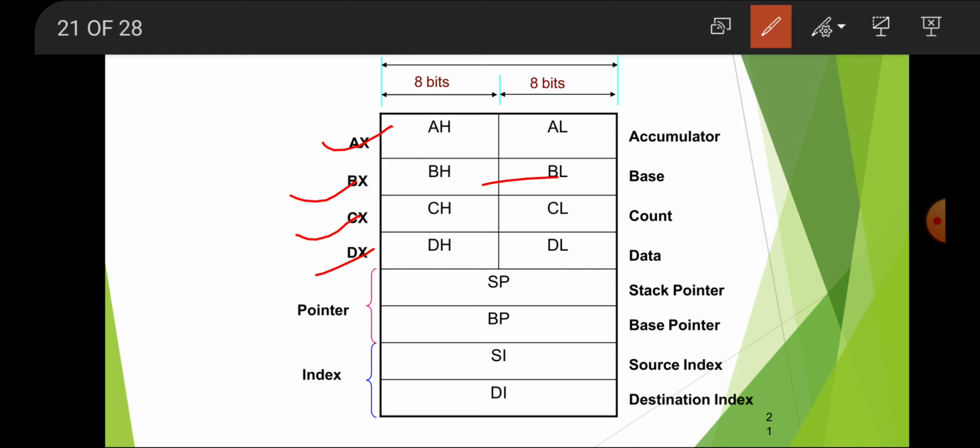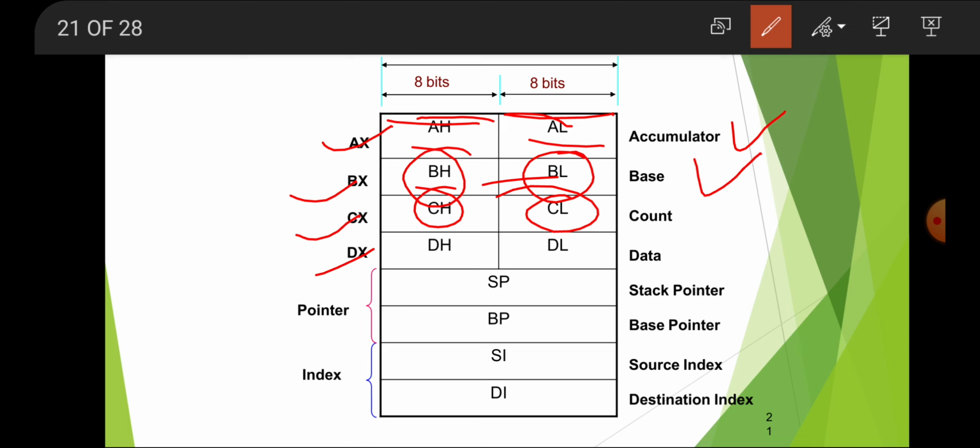Before that, I will explain what BH and BL are. The lower bits are BL, and the higher bits are BH. It is similar for CL, CH and DL, DH. It divides into 8 bits and 8 bits, so they have just made two partitions: upper AH, lower AL. The first is the accumulator; the base is used if you want to do operations on a particular instruction; the count is used if you want to make counts; and data is for storing data. So these are accumulator, base, count and data.